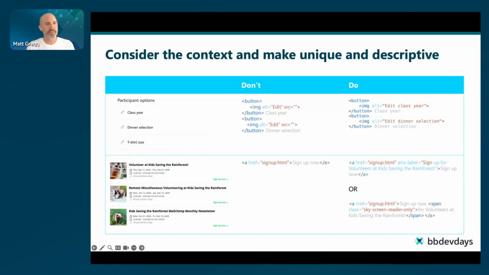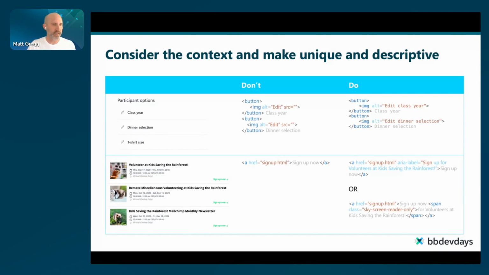The next best practice is to consider the context and really think about making the name unique and descriptive. Screen reader users can navigate a page using multiple strategies and methods, including pulling up and going through the list of all the links, all the form controls, all the landmarks, all the headings, one after another. Having them be unique and descriptive is really helpful, so they can understand what they do in that context.